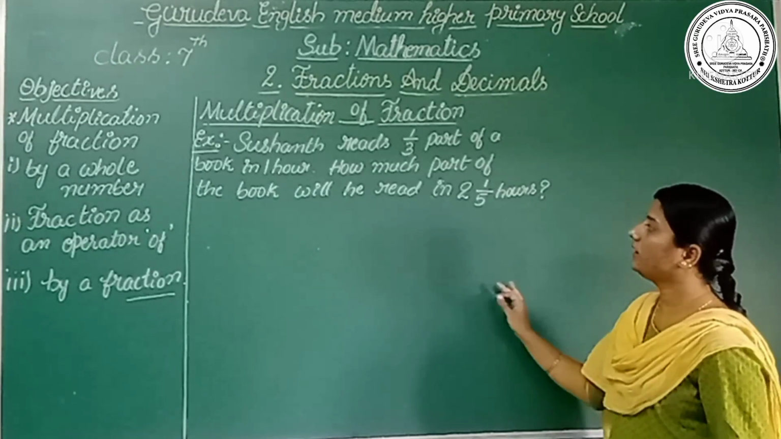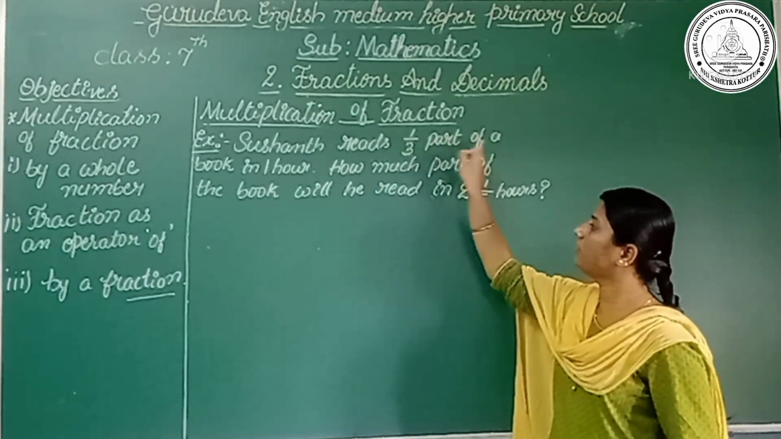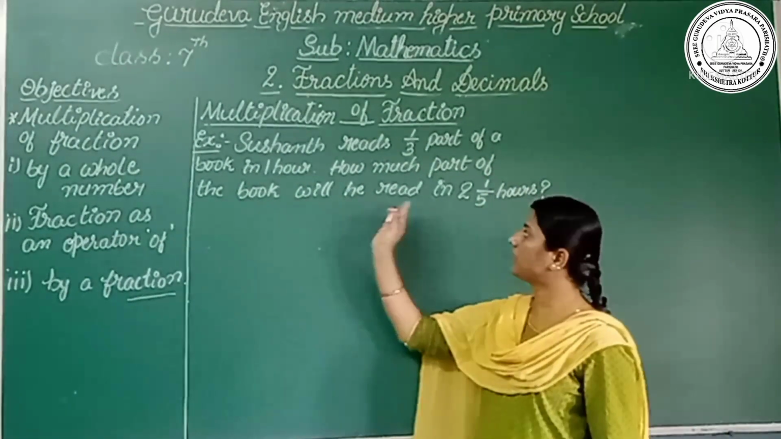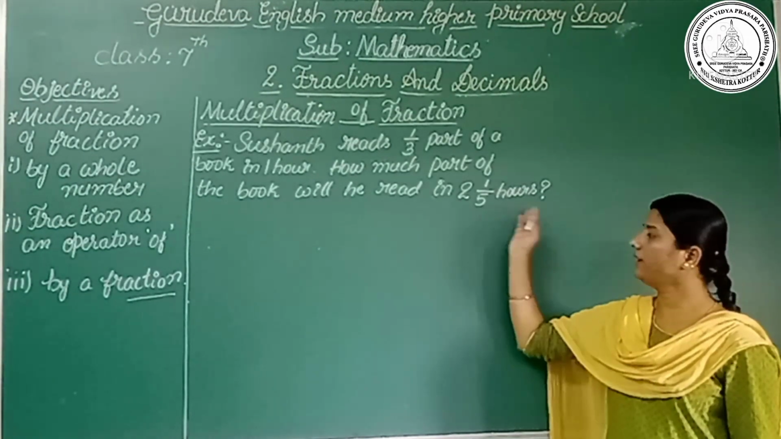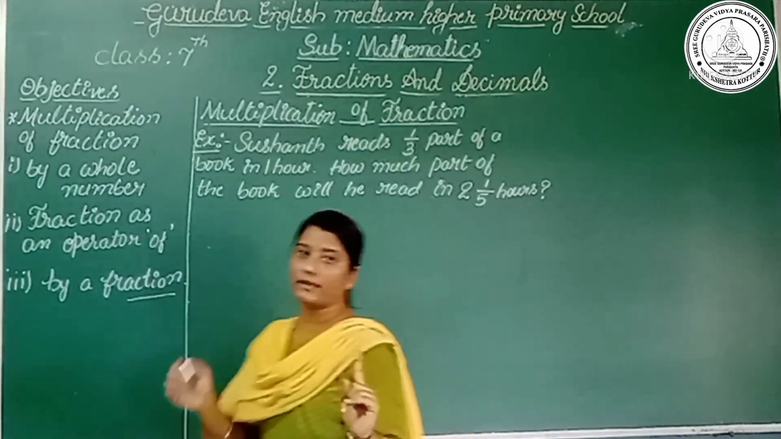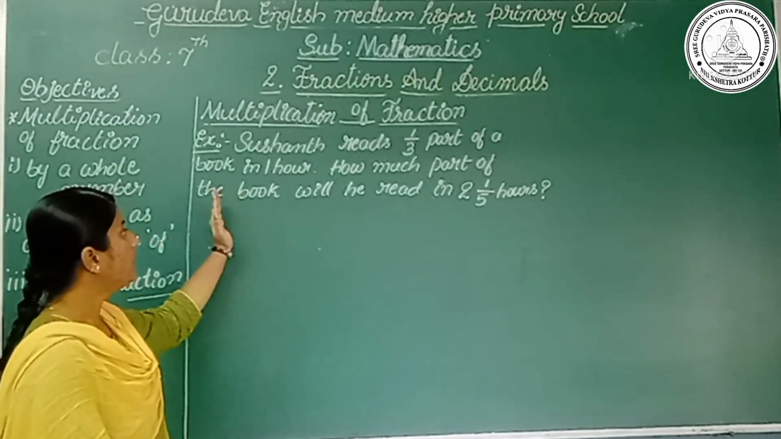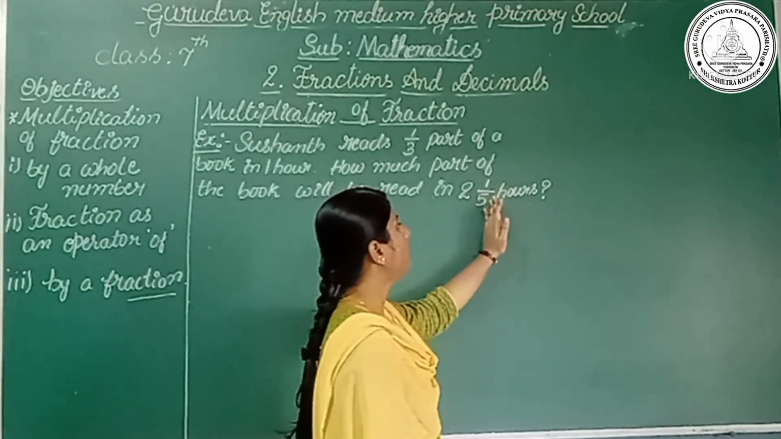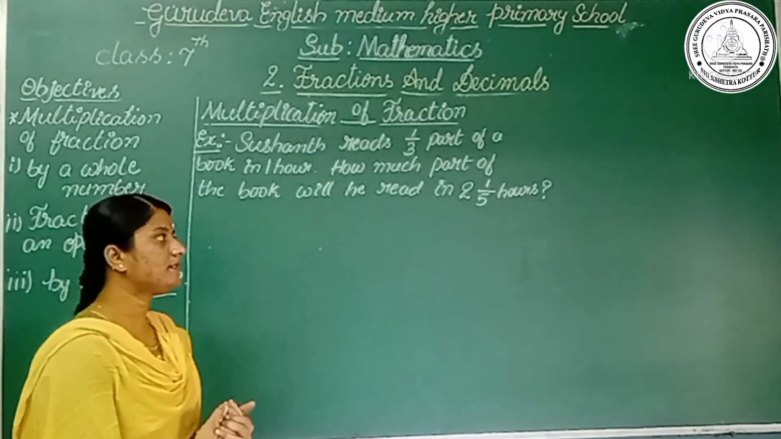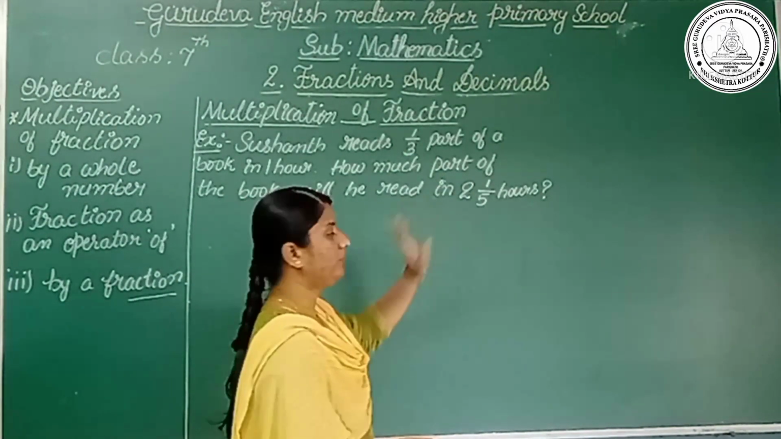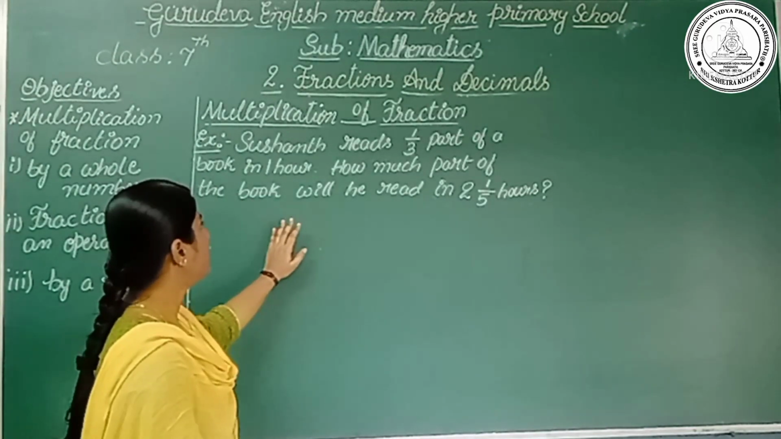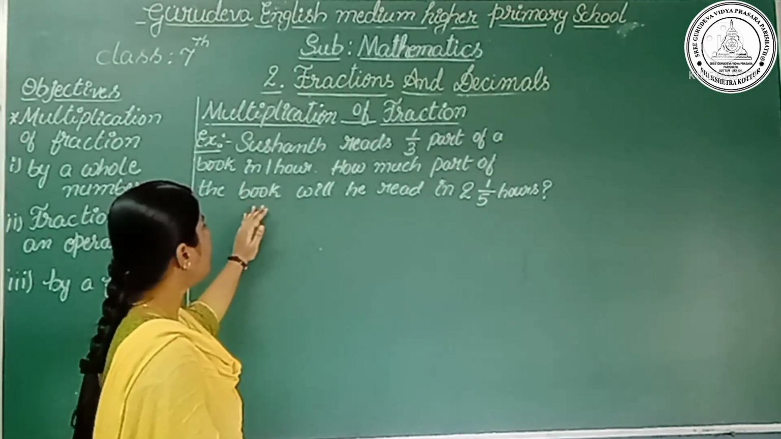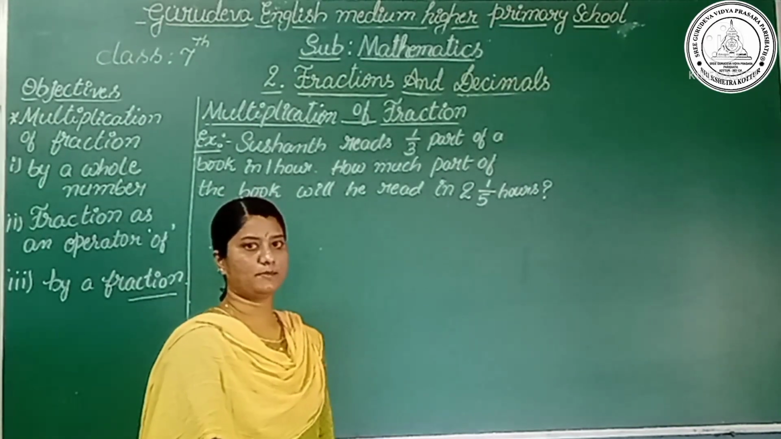So here Sushant is a boy. He reads 1 by 3 part of a book in 1 hour. So how much part of the book will he read in 2 and 1 by 5 hours? In 1 hour he reads 1 by 3 part. So what do we have to do in these cases? We just have to multiply the given two fractions. So the part read in 1 hour is 1 by 3, and the part of the book read in 2 and 1 by 5 hours is what we need.